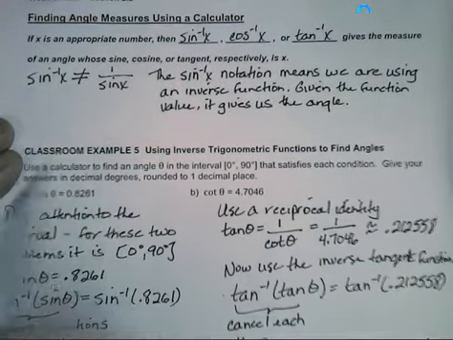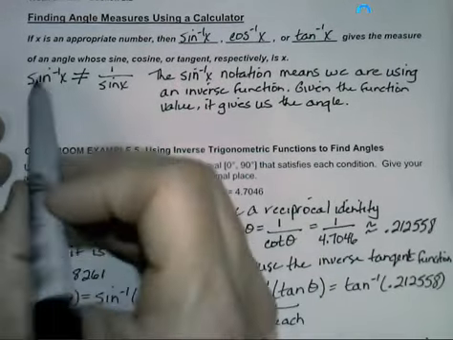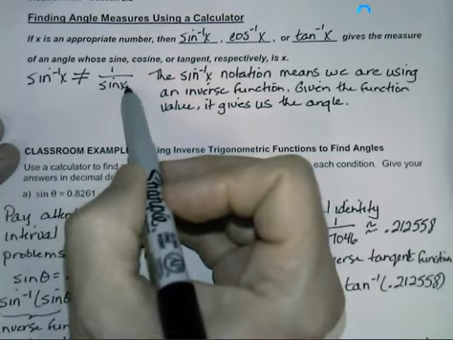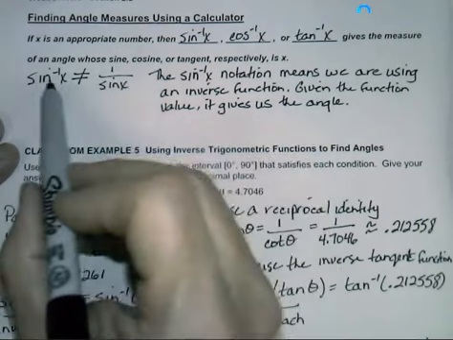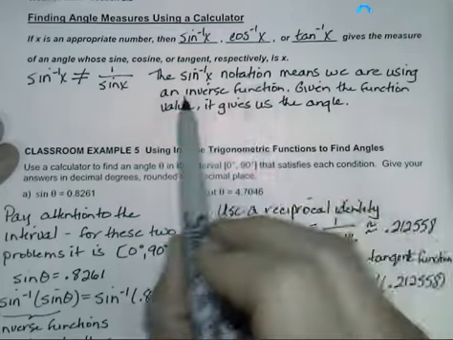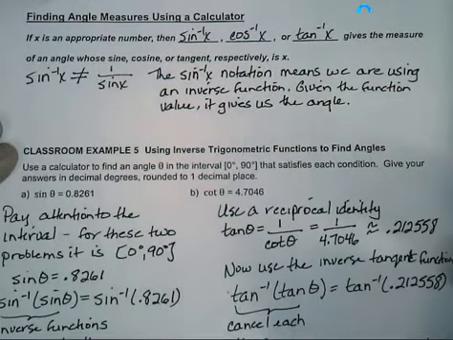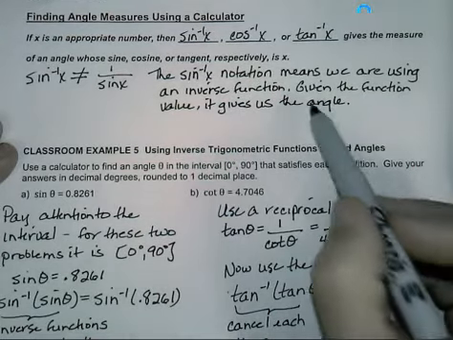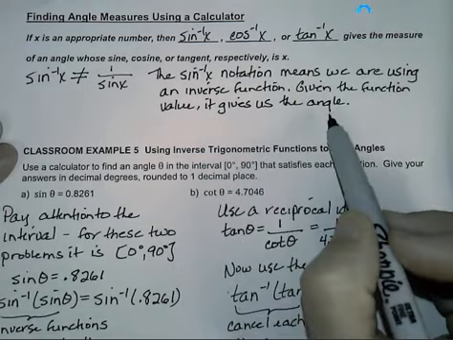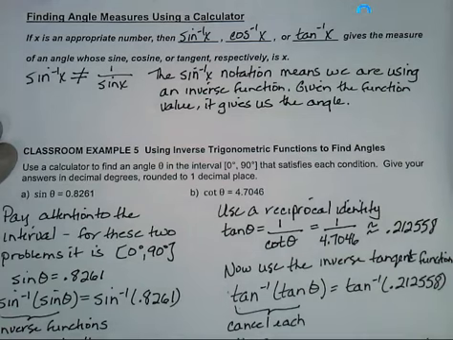What these do is, where the x is the function value, then this function is going to give you back the angle. Now the important thing to remember here is that this is not the same as 1 over sine of x. 1 over sine of x is cosecant of x. That's not saying the same thing here. The inverse sine of x means we're using an inverse function. It's the inverse function of sine. And that means that we're given the function value and it gives us back the angle. So it reverses what the sine function does.